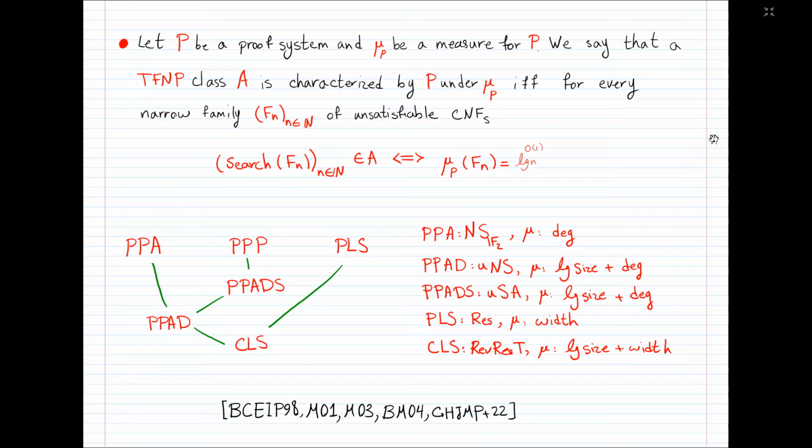Here is the characterization of some of the classical TFNP classes in terms of proof systems. PPA corresponds to Nullstellensatz over F2, and the measure is degree. PPAD corresponds to unary Nullstellensatz, and the measure is log size plus degree. PPADS corresponds to unary Sherali-Adams, and the measure is log size plus degree again. PLS corresponds to resolution, and mu is width. CLS corresponds to the proof system RevRes-T, and the measure is log size plus width.